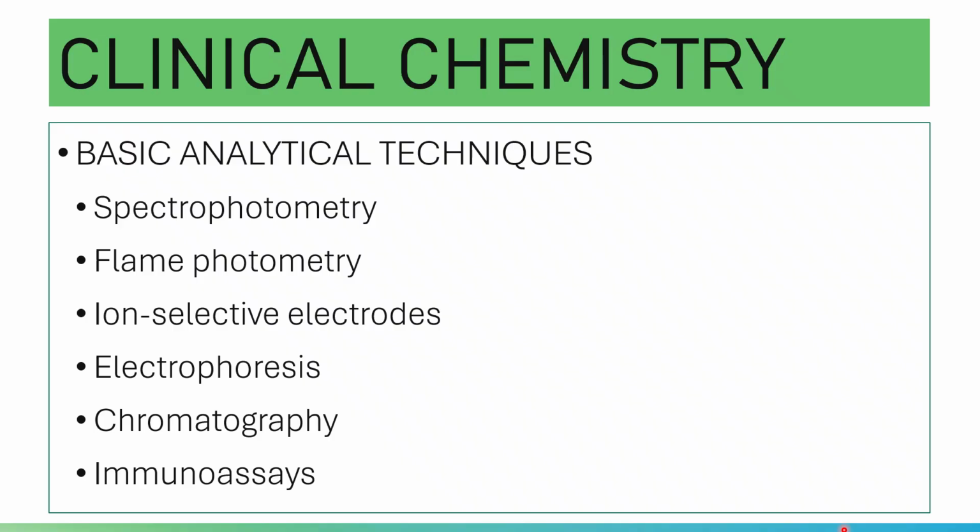And then you have your immunoassays. Immunoassays are based on antigen antibody reactions. Examples of an immunoassay are enzyme linked immunosorbent assay and chemiluminescent immunoassay. So those are just some of the analytical techniques that you will learn in clinical chemistry. I'm just telling you what to expect here.